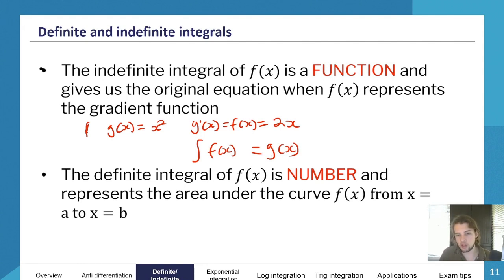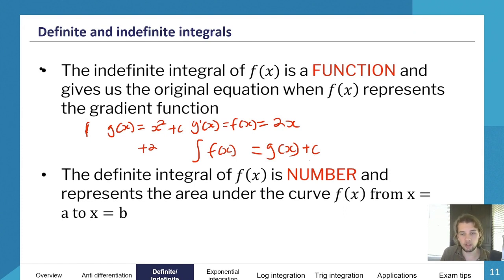The only difference is it would actually be equal to g(x) plus c, because you could add plus 2 on the end, or plus anything on the end, like you could add plus c on the end, as long as c is a constant value, then that value would have disappeared when you differentiated.